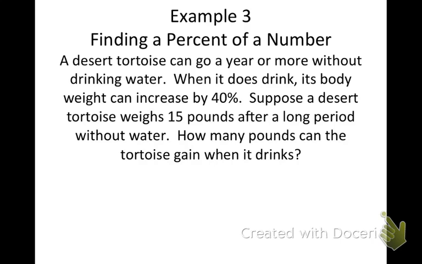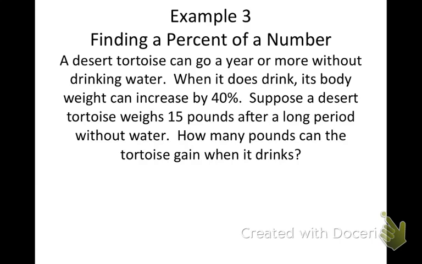Example 3. Finding a percent of a number. A desert tortoise can go a year or more without drinking water. When it does drink, its body weight can increase by 40%. Suppose a desert tortoise weighs 15 pounds after a long period without water. How many pounds can the tortoise gain when it drinks?